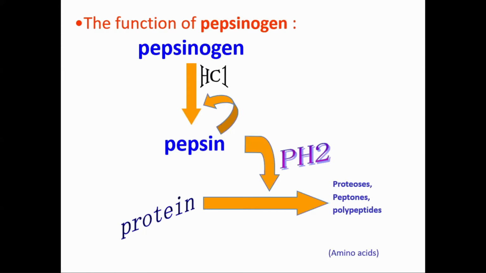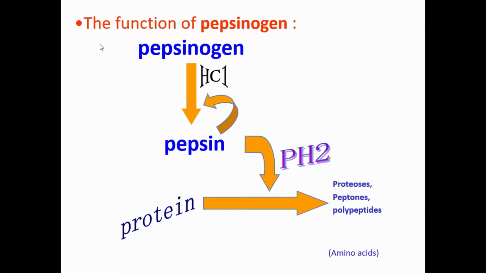The function of pepsin is that it helps in the digestion of proteins into peptides and dipeptides. It converts proteoses, peptones and polypeptides into peptides and dipeptides. Pepsinogen is secreted from chief cells or peptic cells.